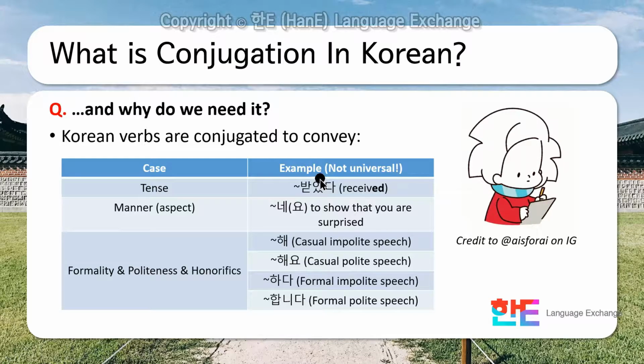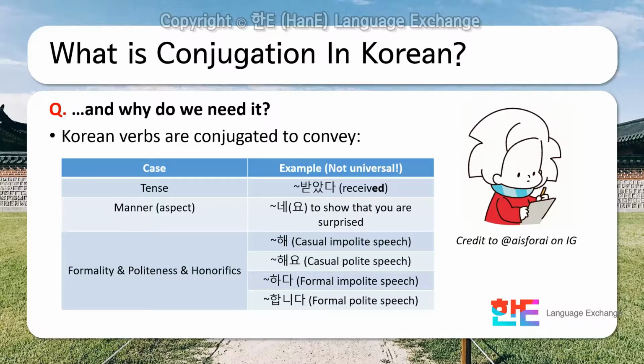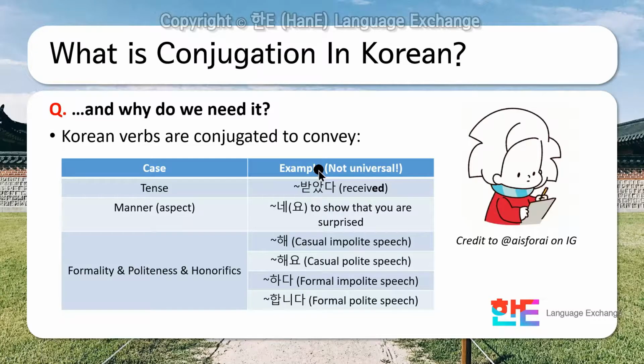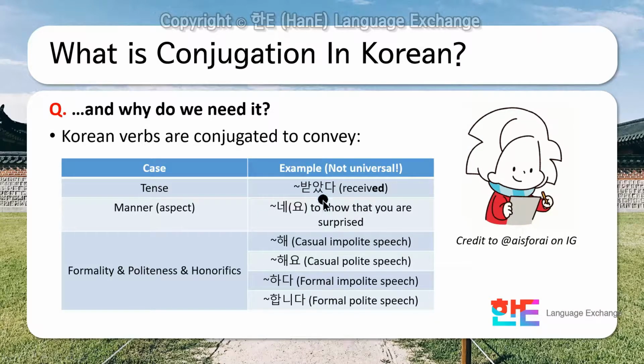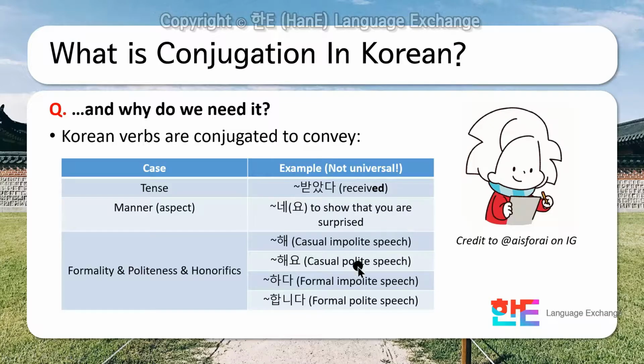In terms of formality, politeness, and honorifics, people tend to confuse these a lot, but today I will be clearly explaining whether there's a difference between them and how the difference comes about and how to differentiate them in terms of conjugation. So 해, for example, is casual impolite speech. I'll go through this in more detail with each slide, so I don't need to explain these for now, but basically there are different ways that conjugations can convey these.